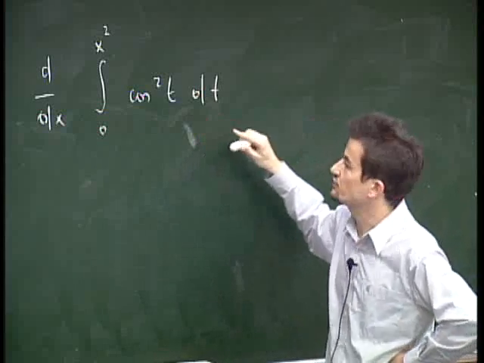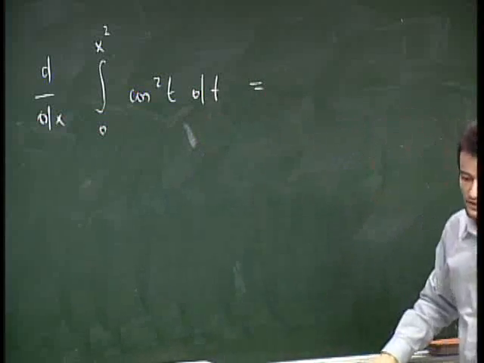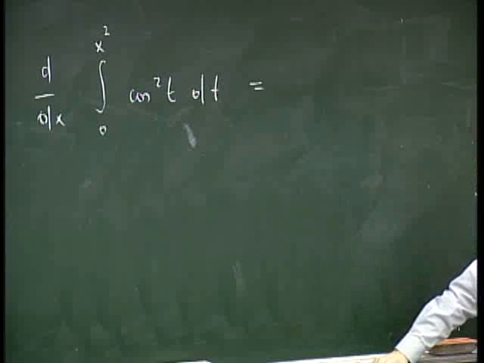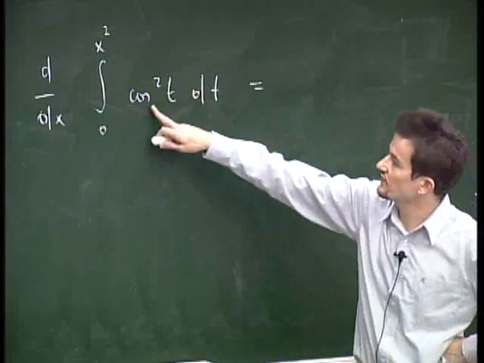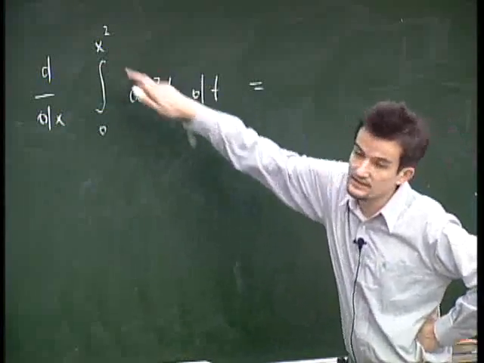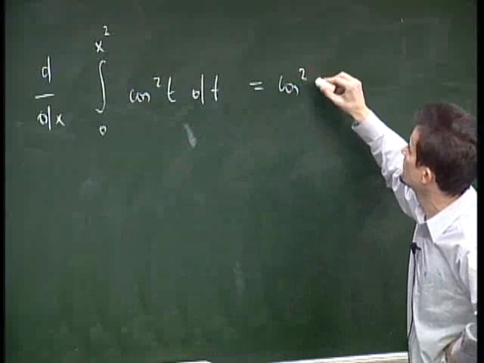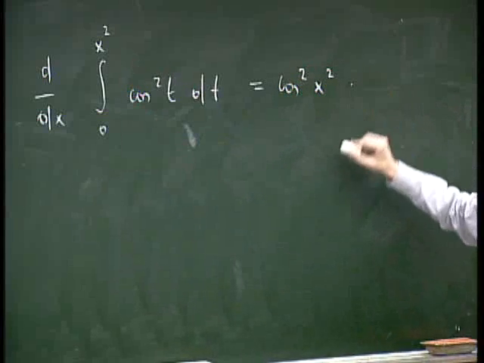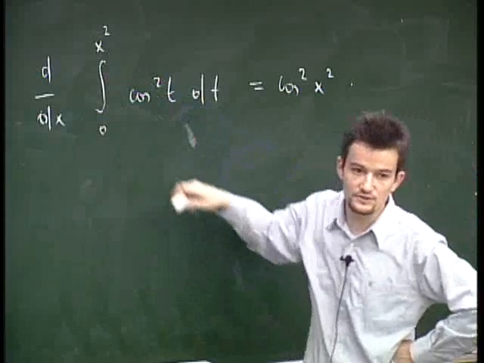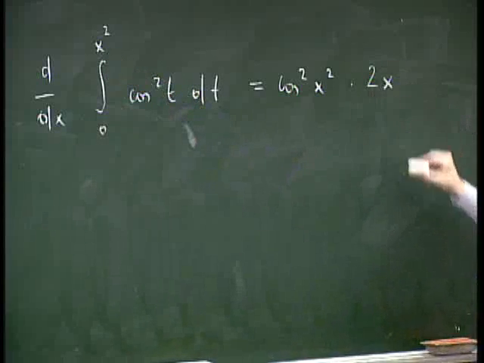So for the chain rule, we compute the derivative of the outer function evaluated at the inner function. Now, the derivative of the outer function by the fundamental theorem of calculus is cosine square of t evaluated at the inner function, so cosine square of x squared. So this was the derivative of the outer function times the derivative of the inner function, which is the derivative of x squared, times 2x.